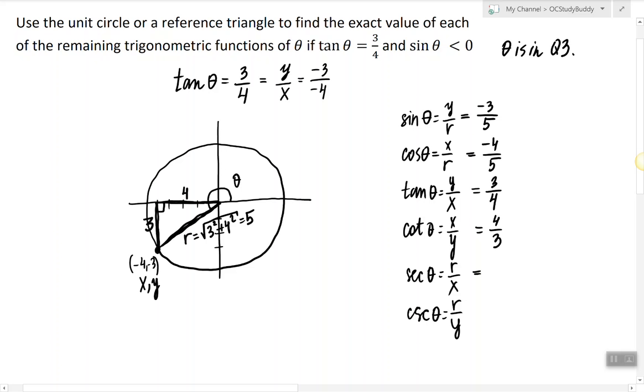Secant will be equal to negative 5 over 4. I should say 5 over negative 4, and cosecant will be 5 over negative 3. So this is how we use the unit circle or a reference triangle to find the values of each of the remaining trigonometric functions when the value for one of them is given.